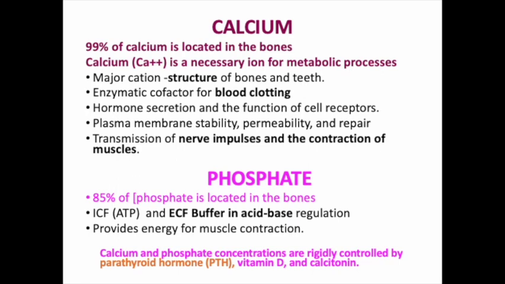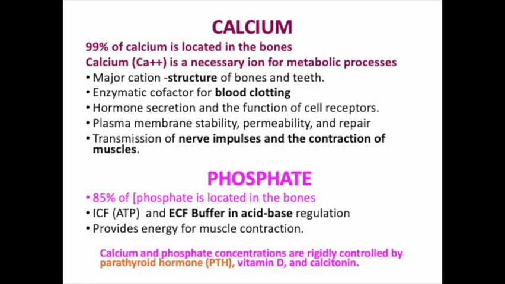We're going to move on to calcium and phosphate and their relationship. Calcium is found in the bone. 99% of it is found in the bone, and calcium is a necessary ion for metabolic processes. It's the major cation that provides the structure for our bones and our teeth, and it's an enzymatic cofactor for the clotting cascade and our ability to clot. Hormone secretion and the function of cell receptors is also dependent on calcium, and also the plasma membrane stability. Its permeability and ability to repair is also going to be based on calcium. Calcium is also important for the transmission of our nerve impulses and the contraction of our muscles.